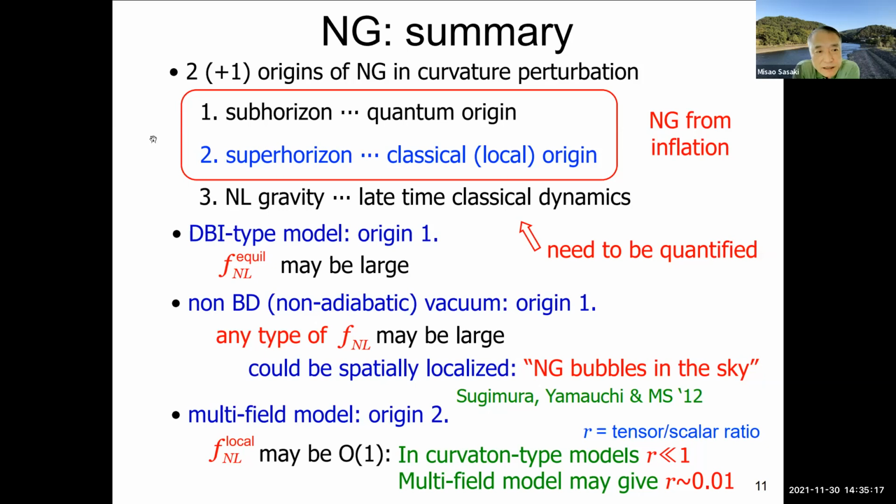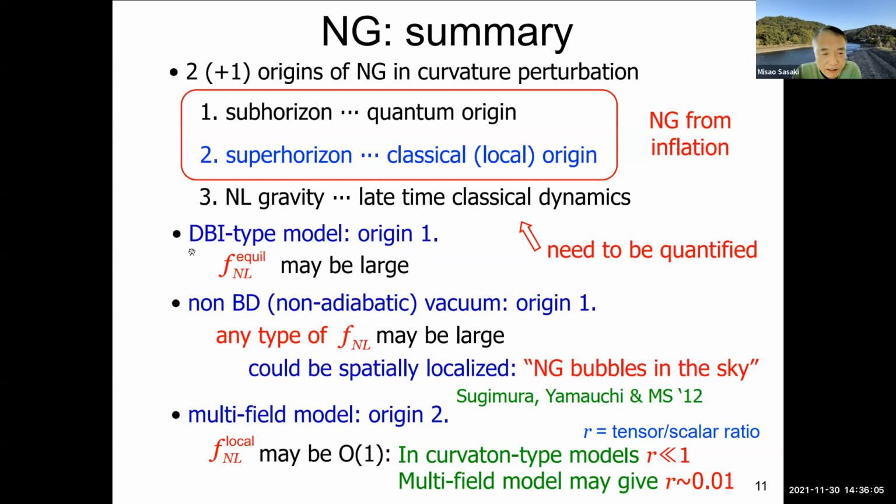And finally, there's another one which is due to some non-linearity of gravity. This has been dealt with in the late-time classical dynamics. There is some controversy discussed, and it's not so clear yet whether this has a large effect, or a small or negligible one. Apparently, this needs to be studied more. Anyway, as examples of the first and second cases, I presented these typical cases.